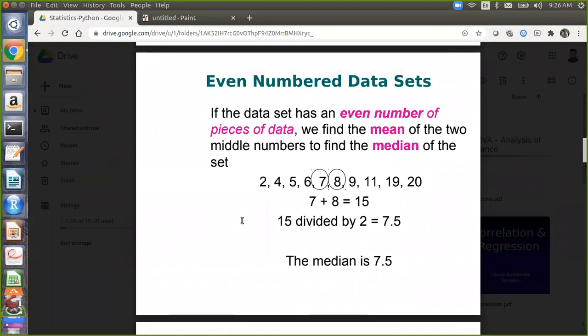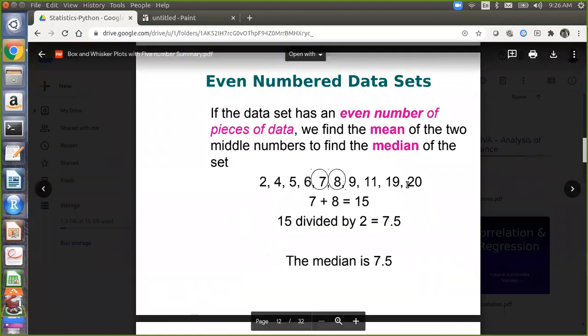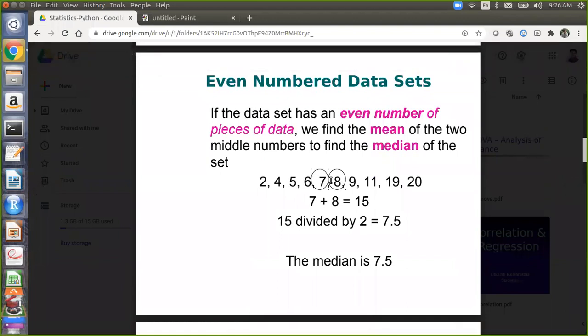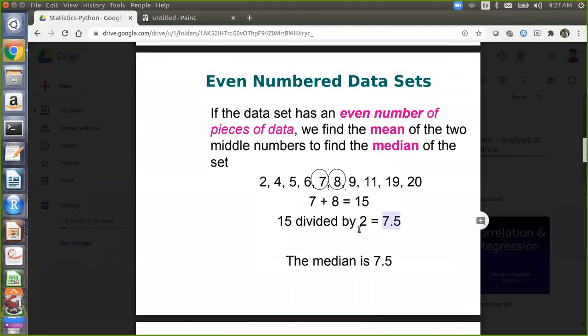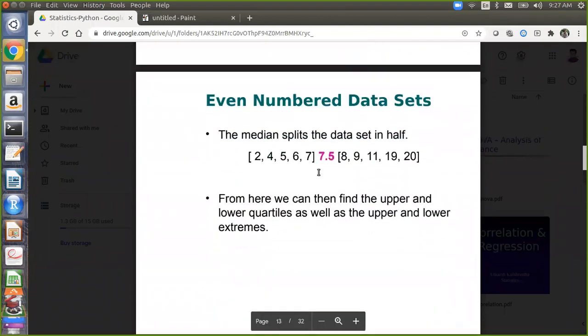Okay, you see it on the screen. This is basically an even number data set. I have taken the middle two numbers, added them and divided by 2. What I got is 7.5. Now I will keep this 7.5 in between 7 and 8. Once I put it between 7 and 8, my data set becomes an odd number of values, and then you can solve it.